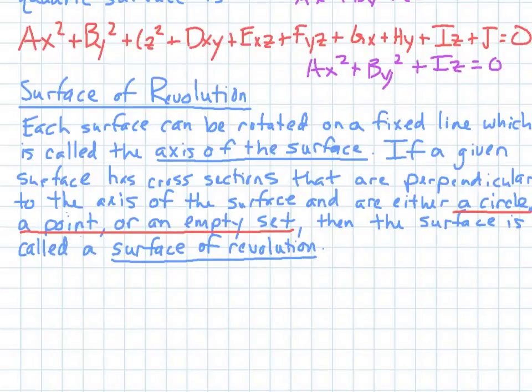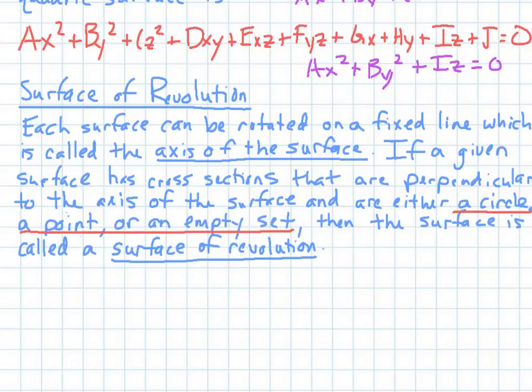Okay? Now, another thing to talk about with quadrics is something called a surface of revolution. So each surface can be rotated on a fixed line, which is called the axis of the surface. Now, it's always going to have the word axis to it, so remember that one, but it can be described as the axis of rotation or the axis of revolution. So axis of surface, revolution, rotation, they're all the same thing. It's just this line that you can rotate your picture around, and it's not going to change, basically. So it looks symmetrical in all rotations.